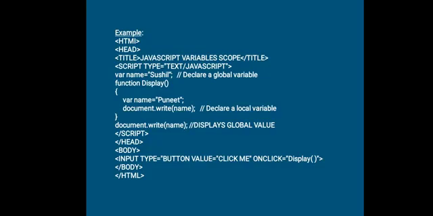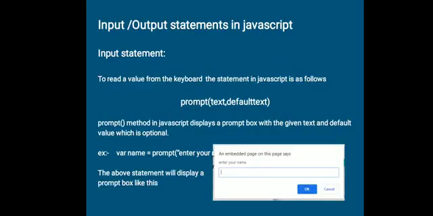When I display the name within the function, whatever is the local value, that value will be printed. If I display it outside the function, whatever is the global value of the name will be printed. That means for the first output statement, the name is Puneet. For the second output statement, the name is Sushil. So this is about the scope of the variables. Now we have seen what a variable is, how to declare a variable, how to initialize a variable, how to give values to variables, and what the scope of the variables is. Now we'll see the input-output statements in JavaScript.